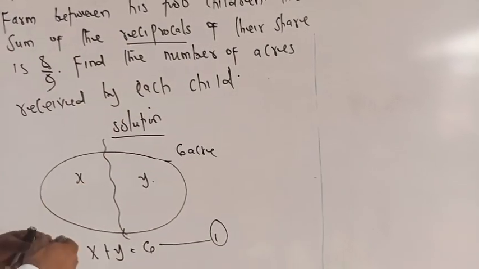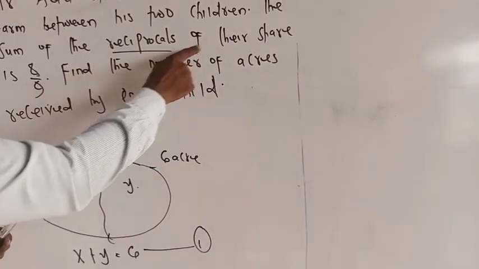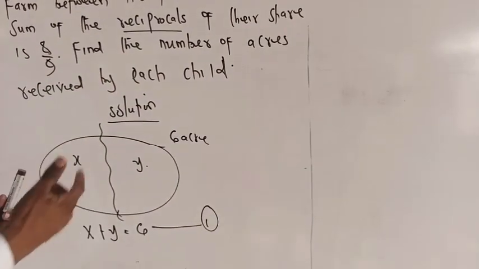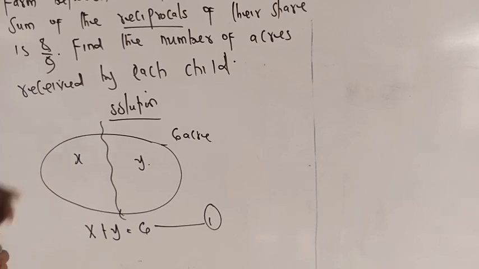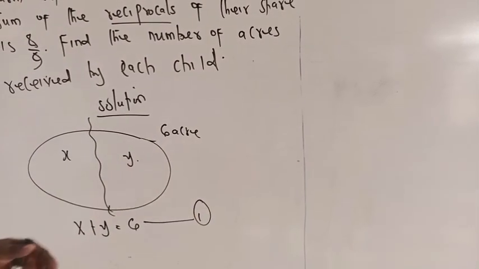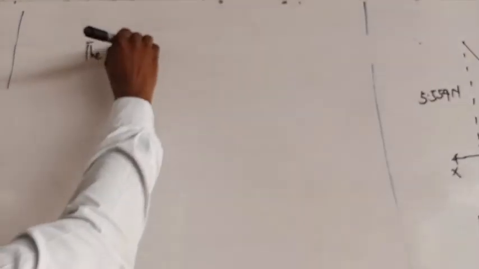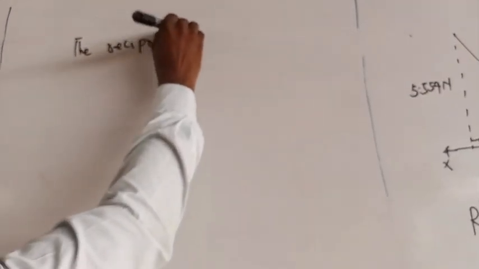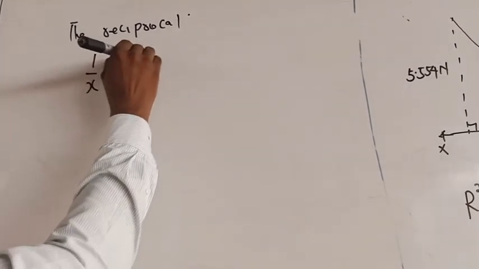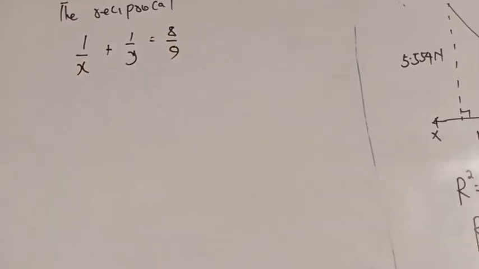So let's go with the second statement. It says the sum of the reciprocals of their share is 8/9. Reciprocal, we know, is the inverse, which is 1 over. So for the first child it is 1/X, for the second child it is 1/Y, and that sum will give us 8/9. The reciprocal of their share: the first one will be 1/X, the second child will be 1/Y, and we now have 8/9.